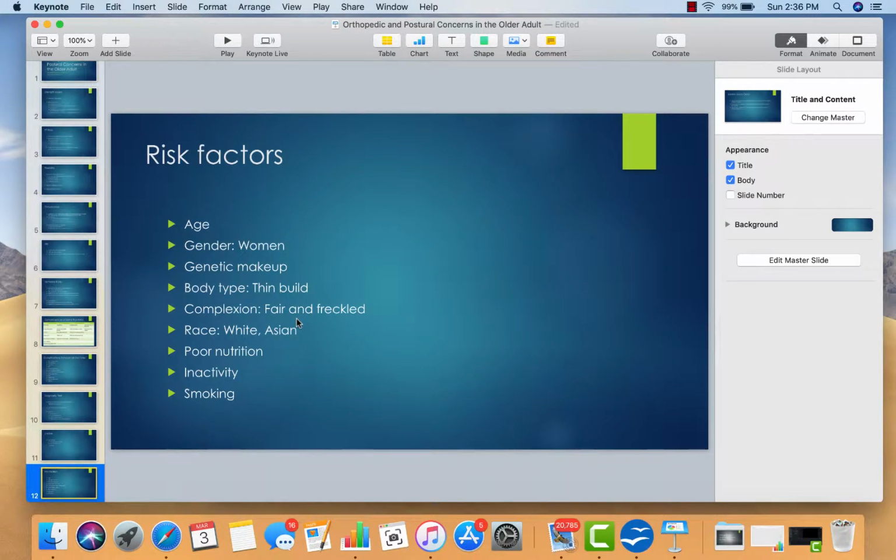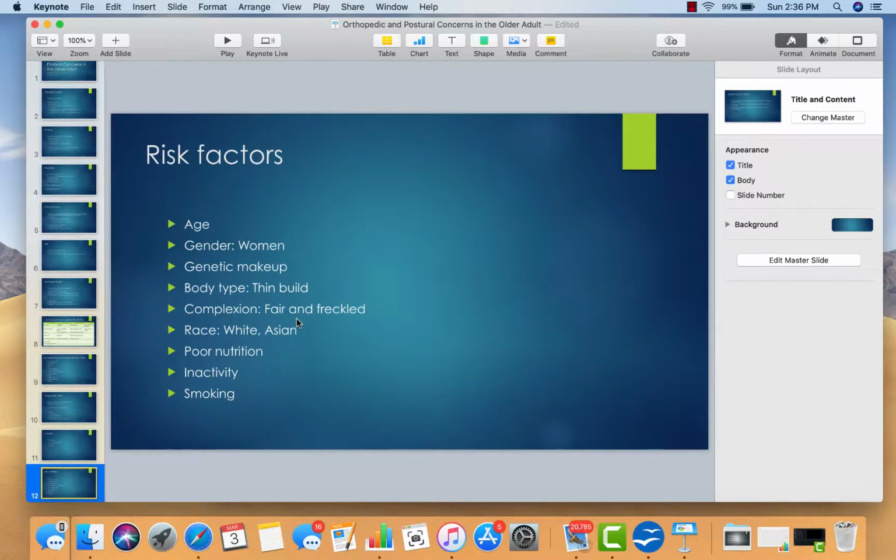Risk factors: age. So increasing age, of course. Women get more prone to fractures. We've talked about that because of the hormonal influences. Genetic makeup, body type, more of a thin build, complexion, fair and freckled. Race: whites and Asians are more at risk. It's actually in the African American race very rare. Osteoporosis is rare. Poor nutrition, inactivity, and smoking.